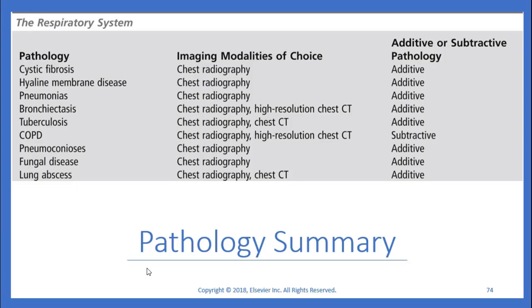When we look at the pathology summary, as you can see, with all of these, it's all chest x-ray. Most of them are additive except for the subtraction, which is COPD, and emphysema will be within that also. So chest CT is also very common. So in MRI, we typically do not do any imaging of the chest. We will do imaging of the heart, but that is a different chapter. All right, that is your lecture on the respiratory system.